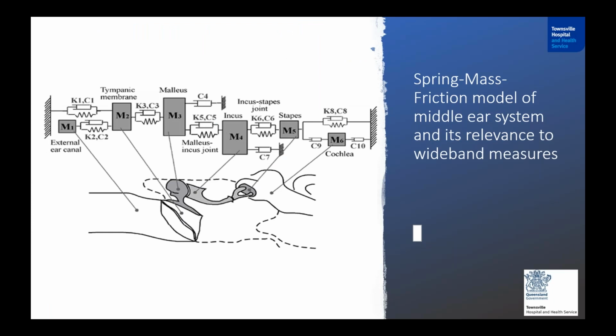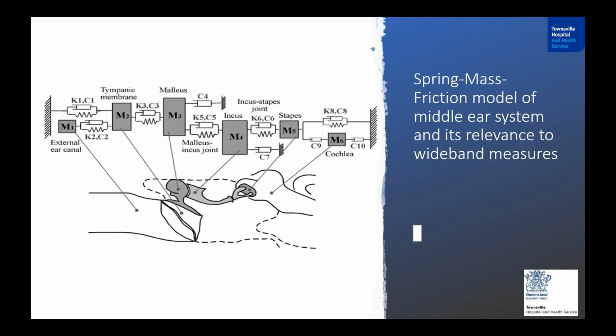So before we go on to that, I'll just quickly cover the spring, mass and friction model of the middle ear system. This has been covered in a lot of detail in the previous webinar series, so I'm not going to talk much about it, but I'm just going to briefly touch upon that. Now, the middle ear is a combination of a lot of structures that add mass to the middle ear, and they include the ossicles and the tympanic membrane. So they all add mass to the middle ear. And then we also have the compliant structures: the muscles, the ligaments and the tendons.